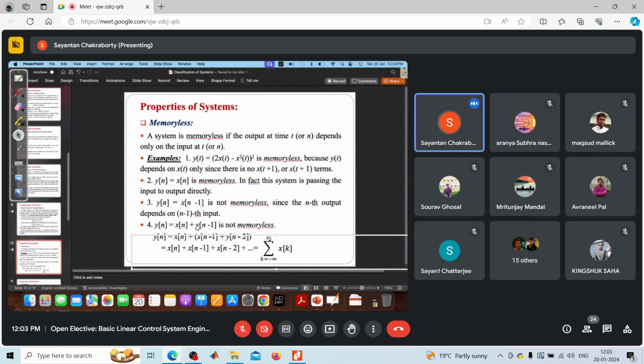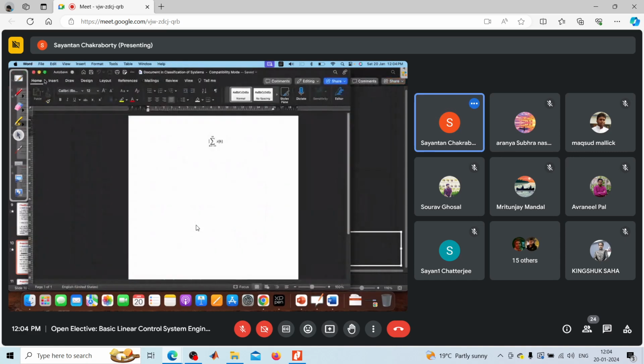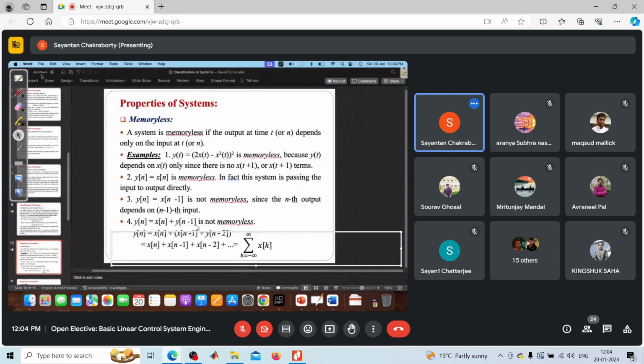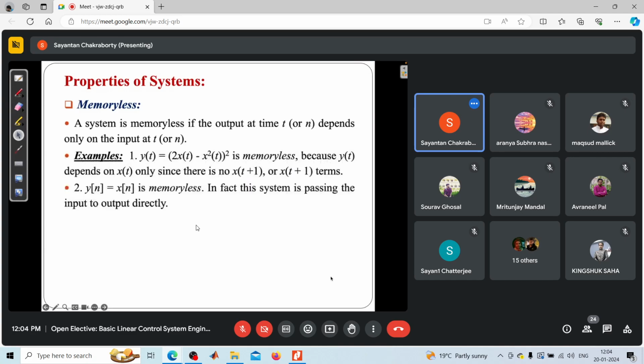I'll correct that later and send it to you. The upper limit should be n. So that is a system with memory and a memoryless system.